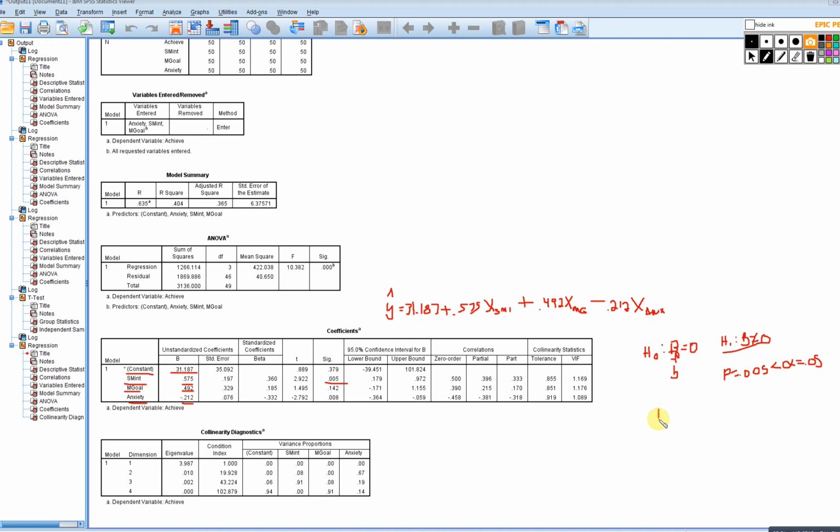Now let's say for mastery goals I had hypothesized a positive predictive relationship. So in this case my alternative hypothesis would be beta is greater than 0 in the population, meaning that there's a positive predictive relationship, meaning that as scores increase on mastery goals, I would expect scores to also increase on achievement. So here we see the significance level is 0.142.